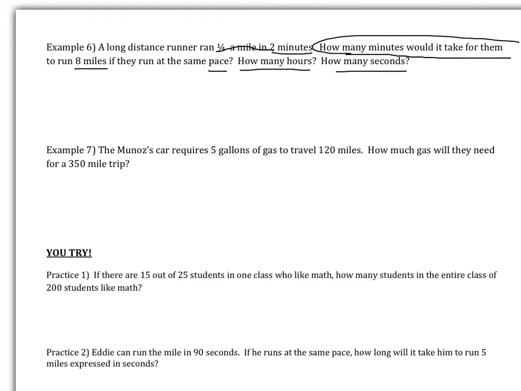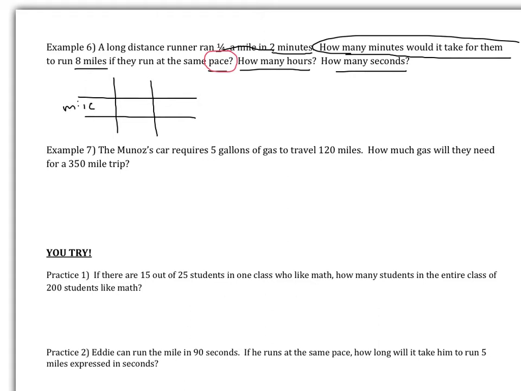Now for this one, think about what word in here tells you that we should use a USA box. We should have seen the word pace. The word pace tells us, okay, this is going to be a USA box. So I'm going to go ahead and set up my USA box. I'm going to look and see what my 2 units were. It's asking us how many minutes would it take for them to run 8 miles, and then it also asks how many hours and how many seconds. You should use the units they give you in the comparison. The comparison gives us miles and minutes, so I'm going to use those 2 units.